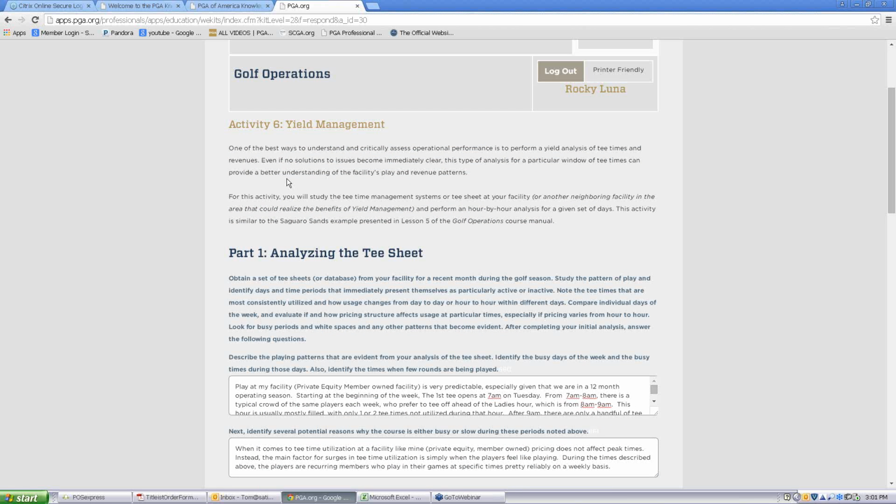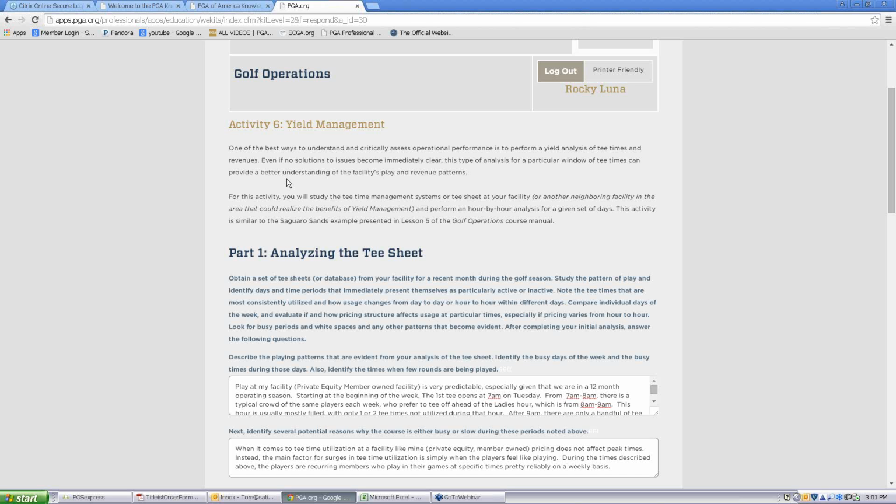One of the best ways to understand and critically assess operation performance is to perform a yield analysis of tee times and revenues. Even if no solutions to issues become immediately clear, this type of analysis for a particular window of tee times can provide a better understanding of the facility's play and revenue patterns.